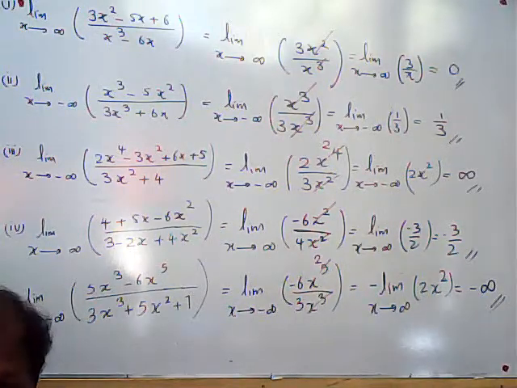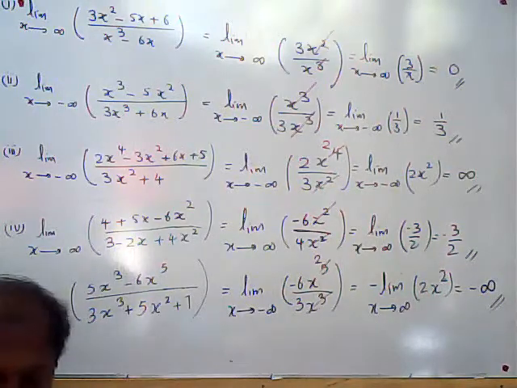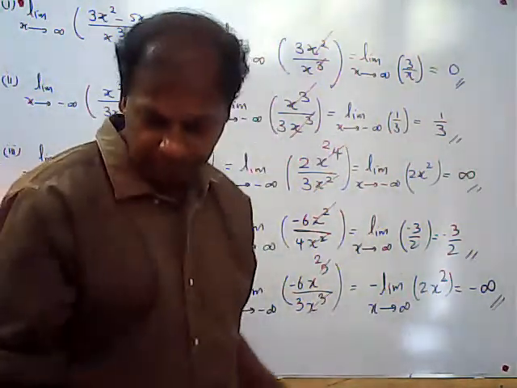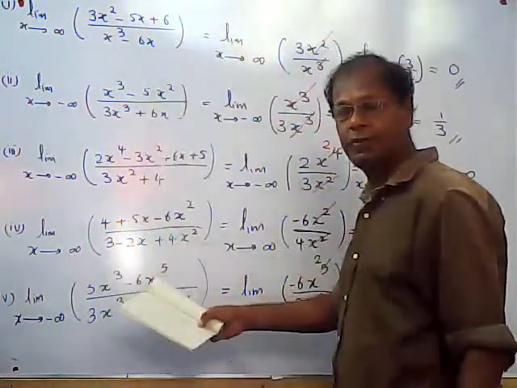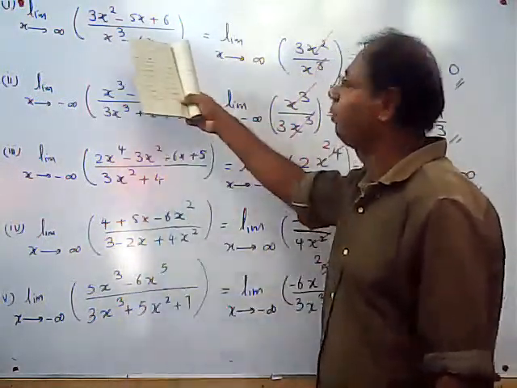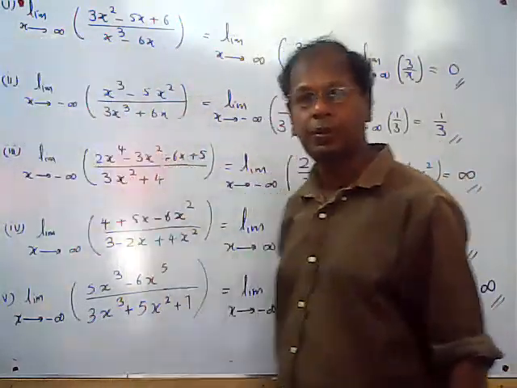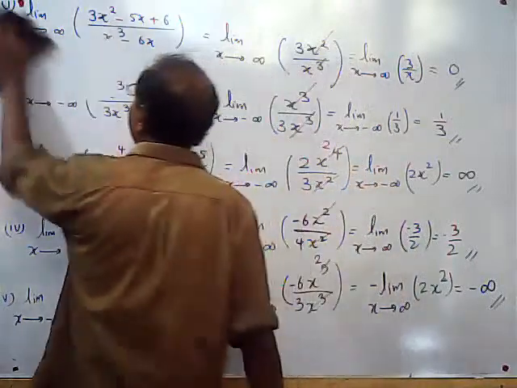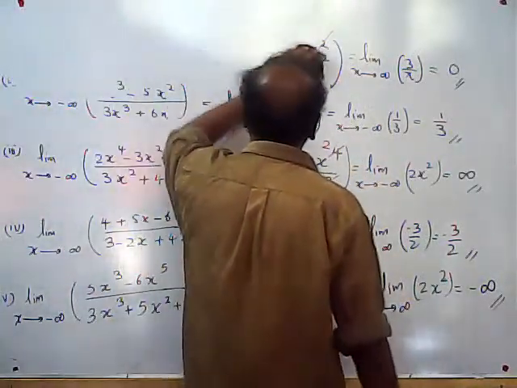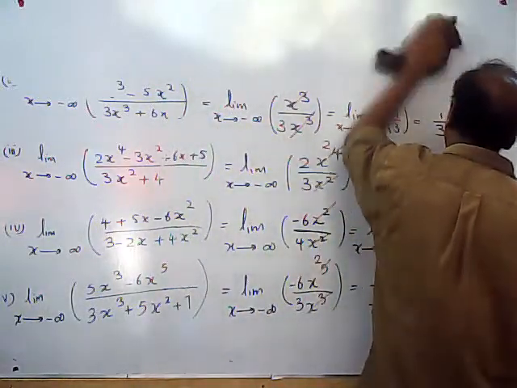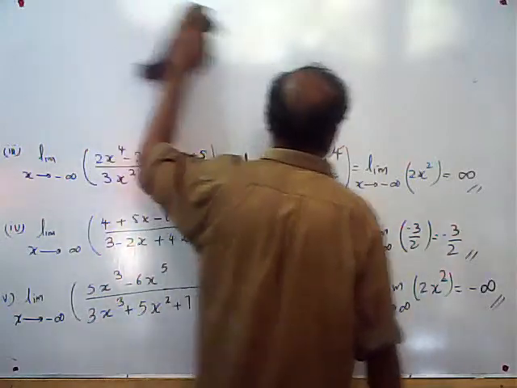Okay, shall we go to the other questions that I gave as homework? Question number 6 is this. This is the first method that we learned, how to find the limit of a rational function as x goes to positive infinity or negative infinity. Then we learned a second method also. The other questions were given from the second method.